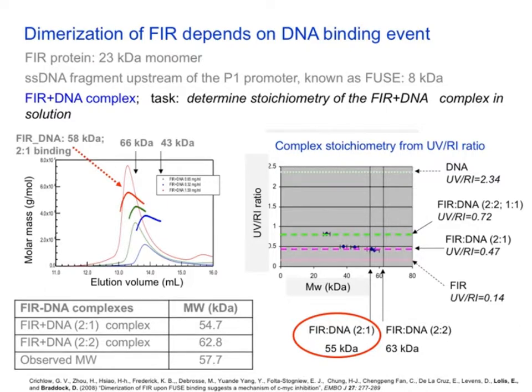Interestingly, when we look at the complex that we observed at 4 micromolar concentration, this complex has the molecular weight of a single monomer of FIR associated with a single piece of DNA. And the UV to RI ratio we observed matched perfectly such a 1:1 stoichiometry. So this suggests that the assembly process is binding monomeric FIR to single-stranded DNA, and then a second molecule of FIR is recruited to the FIR-DNA complex, and the FIR protein dimerizes while binding to DNA.